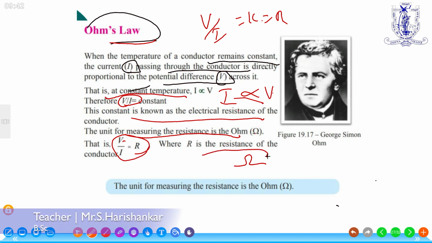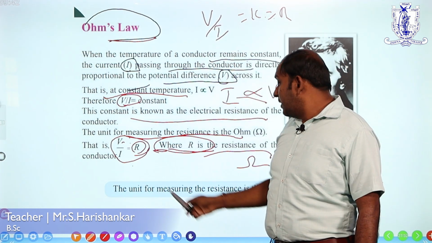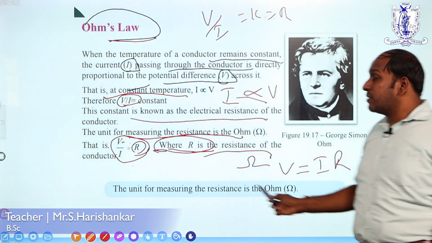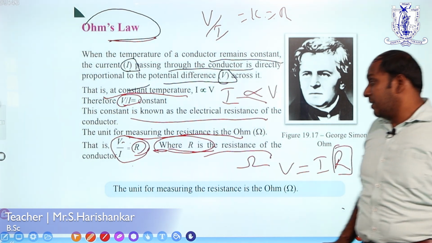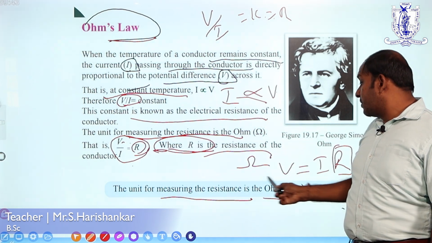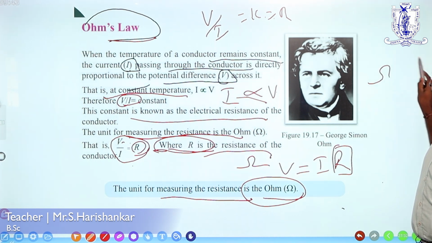This is a particular conductor. This resistance also depends on the type of conductor. This R is a constant value. The V over I ratio is a constant. This is R. Ohm's law is represented by this formula. V over I is a constant, equal to R. This later becomes V equals IR. This is experimentally proven: the V over I value is a constant. This is R. How to calculate this R? The unit of measuring resistance is also ohms.